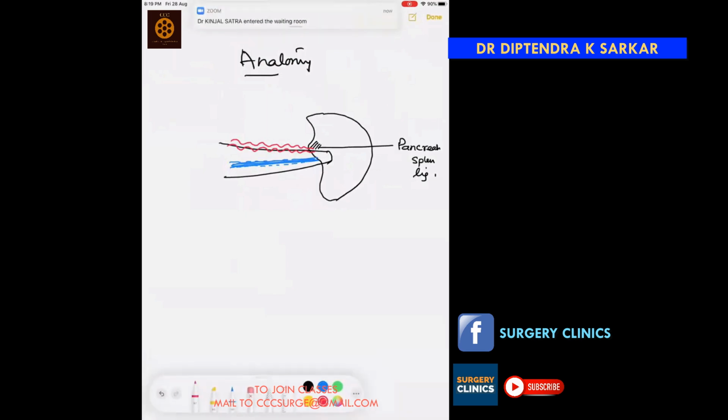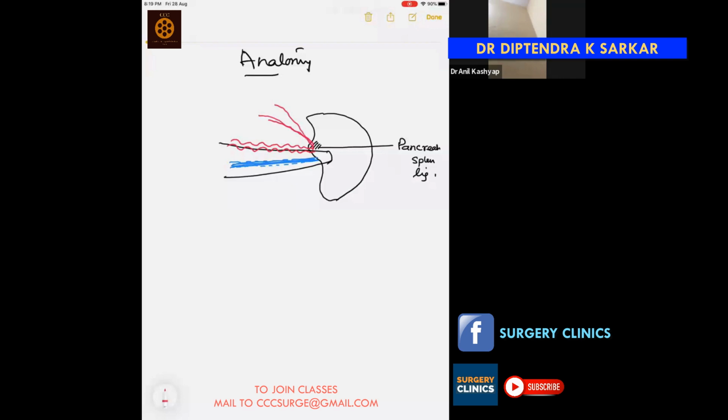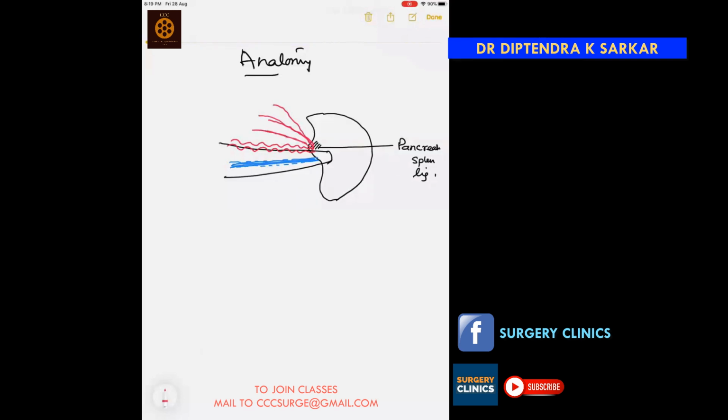then turns here to give the branch up as the short gastric vessels, and forms the overlying blanket of gastrosplenic ligament, as the stomach is situated somewhere here. Here I am drawing it quite far off, but it is actually very close.